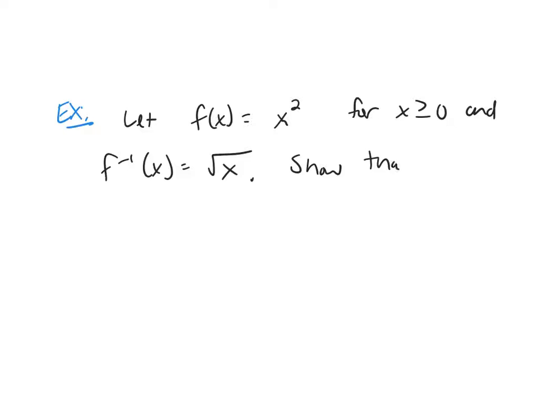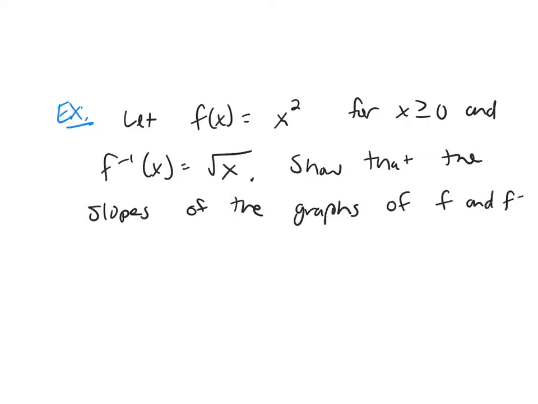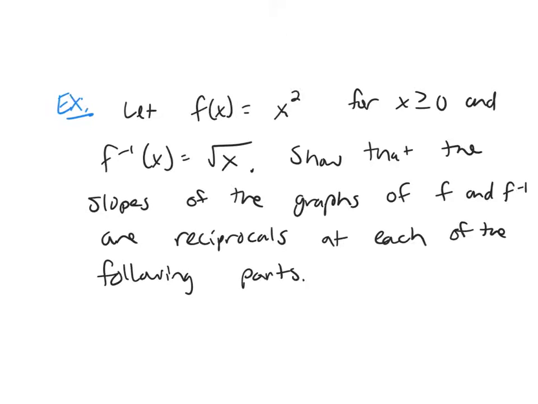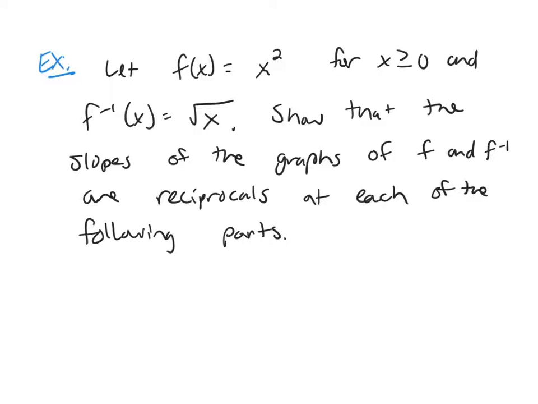Show that the slopes of the graphs of f and its inverse function, f inverse, are reciprocals at each of the following points. So the first points we're going to look at are the points 2, 4 for the function f, and its inverse would be 4, 2.